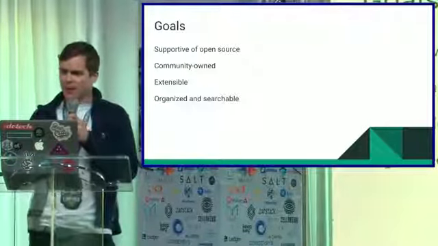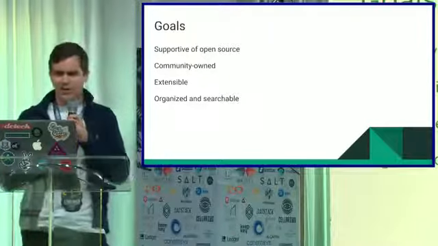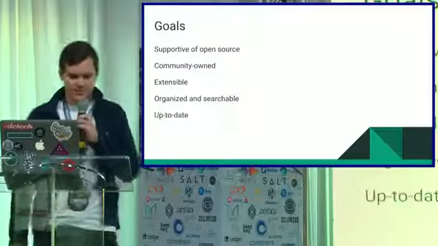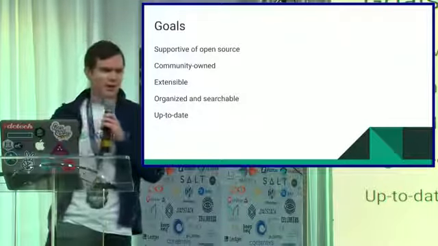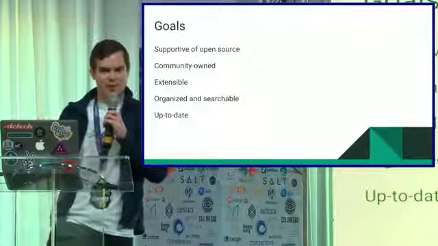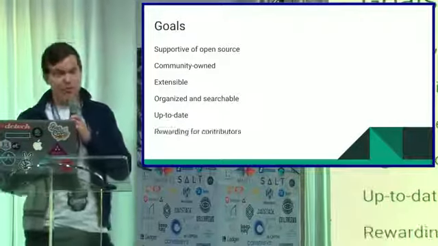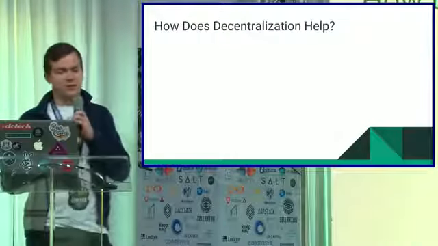We want to be organized and searchable, so we want it to be easy to find the information that you're looking for as a user, especially since this is going to be in a technical support fashion. We want to be up to date, so we don't want any out-of-date documentation or tutorials. We find that it can be quite harmful if you're going through a walkthrough and you realize halfway through that it's using an outdated version of the library or something like that. And then we want to be rewarding for contributors. So how does decentralization help us achieve these goals?